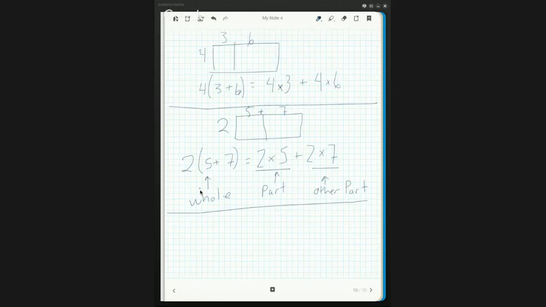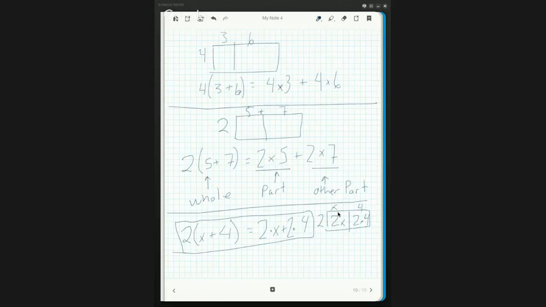So let's see if we can do this next one with a variable. 2 times x plus 4, and let's draw the picture. 2x plus 4 must equal 2 times x plus 2 times 4. And that's a picture because this is 2x and this is 2 times 4.